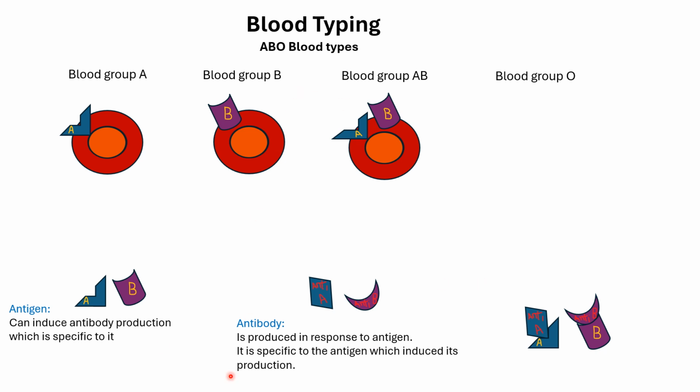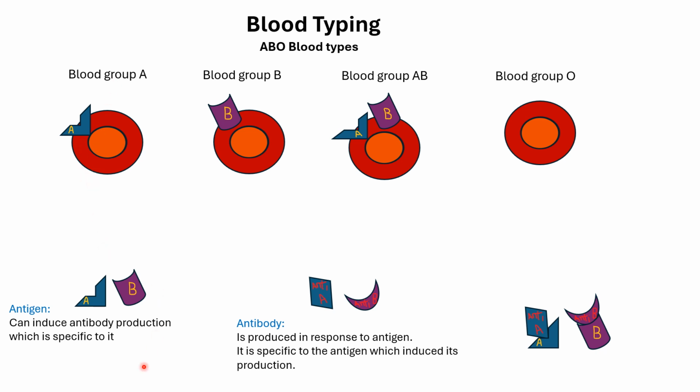And then we have blood group O. Blood group O lacks antigen A and it lacks antigen B. So there is no antigen A or B present on the surface of blood group O. Now here is something important. Once we have settled how we name these blood groups because of the presence of the antigen.